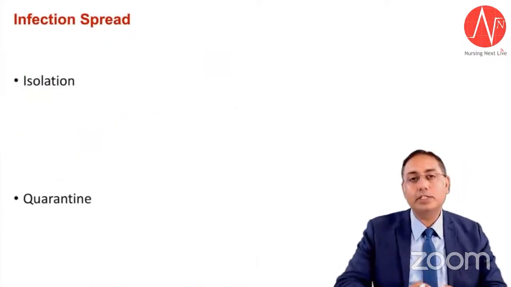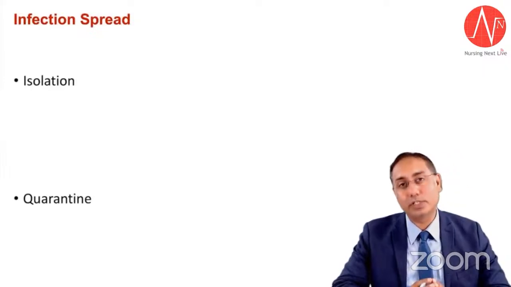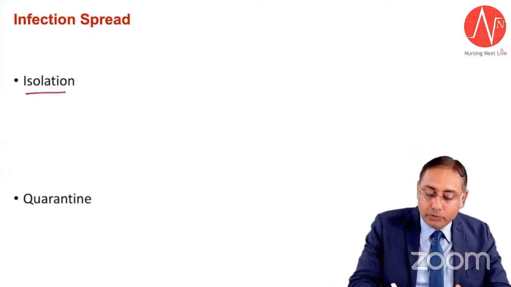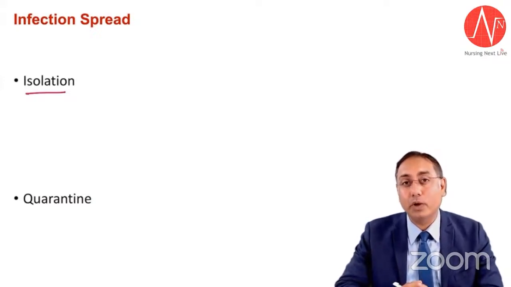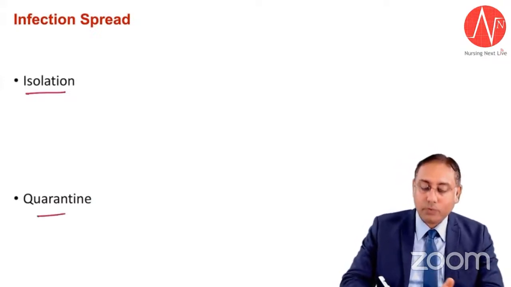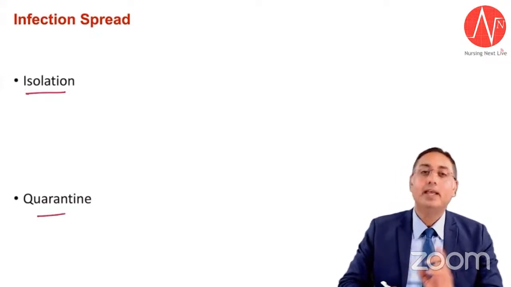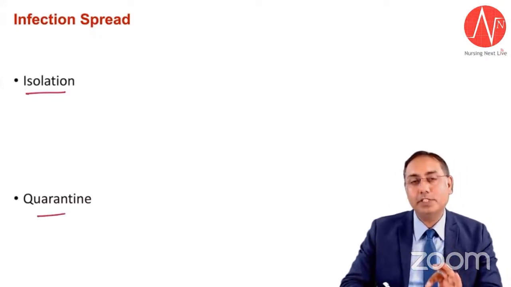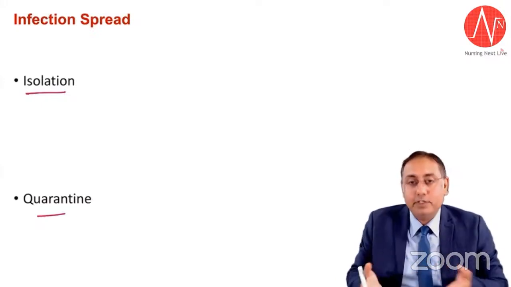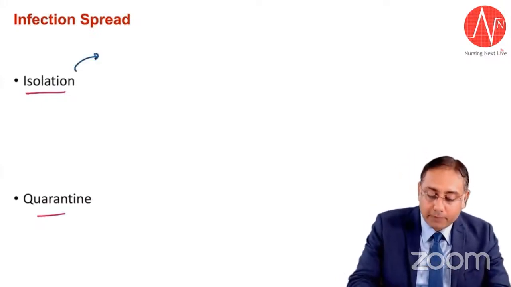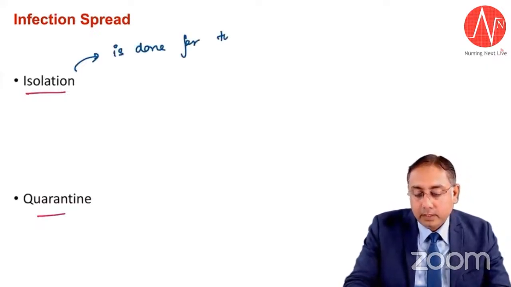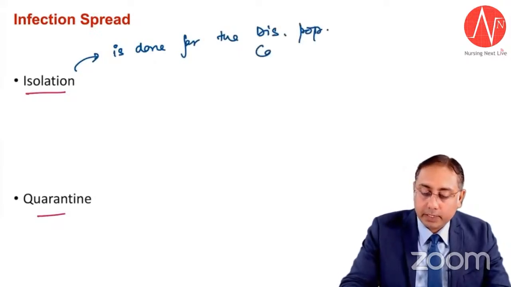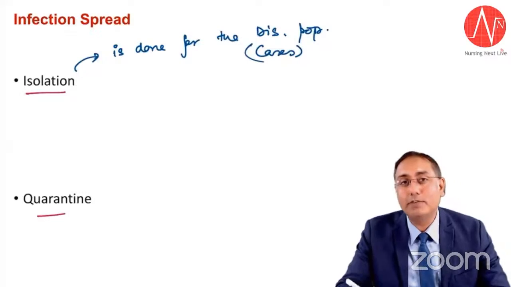If you have understood this, now let us go to what we mean by isolation and what is quarantine. Beta, please note, you have always talked about COVID-19 isolation and COVID-19 quarantine. So what's the difference? When do you say quarantine and when do you say isolation? Isolation is a specific term used for people who have the disease. Isolation is done for the disease population. It is done for the cases.